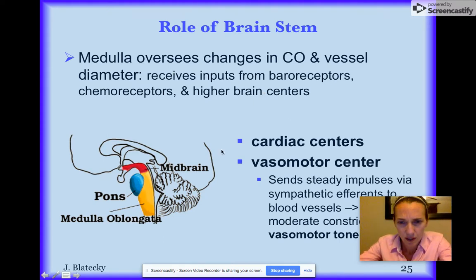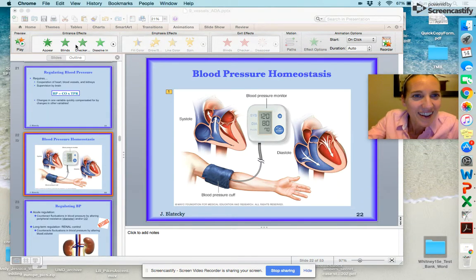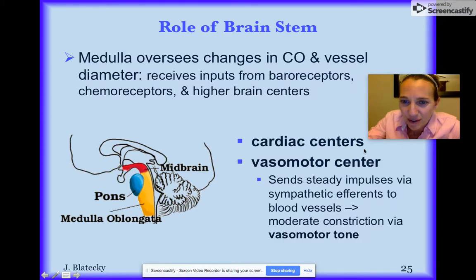And so in the medulla, you have literally what are called the cardiac centers, and these are the cardio-acceleratory centers. I'll let you guess what those do. And then the cardio-inhibitory centers, which are going to slow your heart rate. And so the vasomotor center is going to send steady impulses through sympathetic efferents to our blood vessels. And so here we're really dealing with smooth muscle control around our vessels.